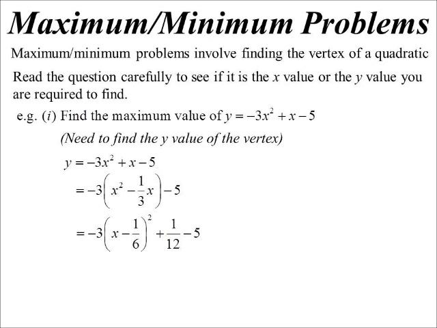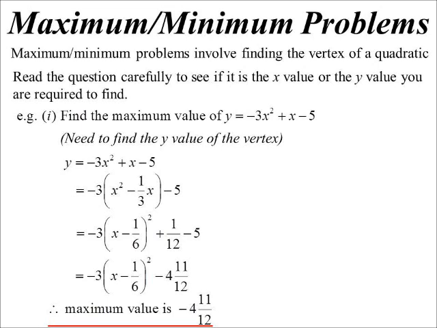But remember, we got negative 3 times that. So that's why we're adding 1/12 there, to get us back to negative 5. There it is, completed. So the vertex of our parabola, sure, I know what the x value is, I can work it out, but I'm not really interested. I just want the y value, and I've got minus 4 and 11/12.